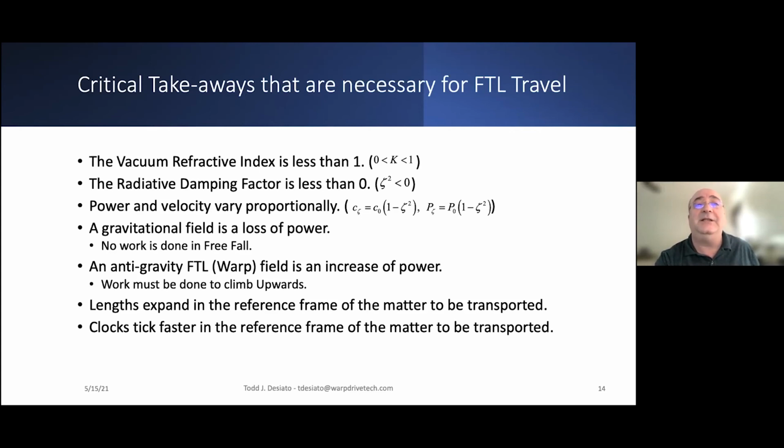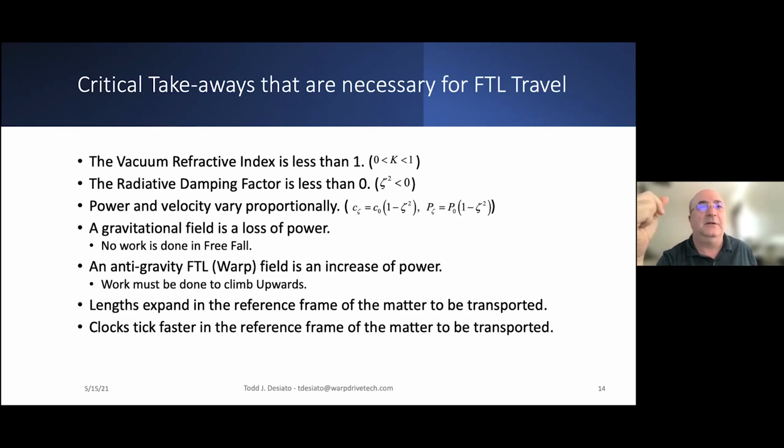And anti-gravity, a faster than light warp field, is an increase of power. And just like walking uphill, work must be done to climb upwards. And that's critical because it requires work to be done to create an anti-gravity field. So anything that thinks you can get anti-gravity from a static field where no work is being done, it's not going to work. You have to have a dynamic field that can do work on matter in order to produce an anti-gravity effect.